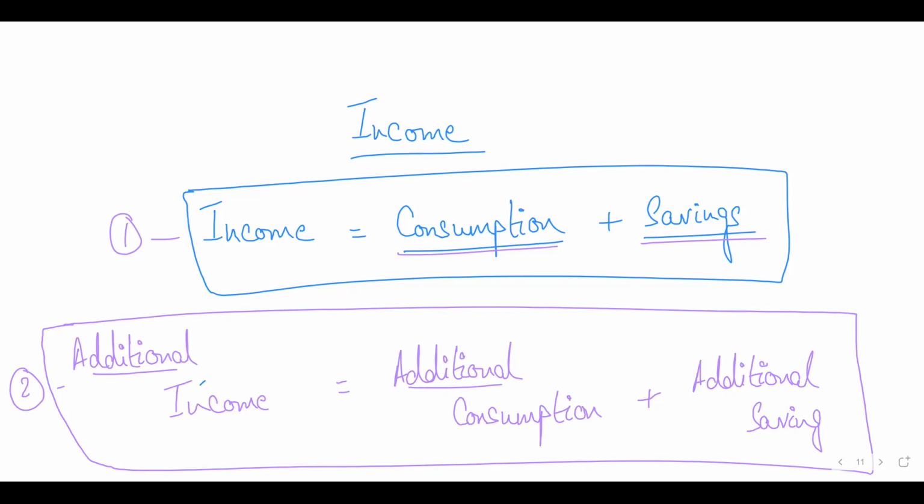Now, what do we call additional savings? This is something that you have to pay close attention to. It's called marginal propensity to save. These are some new words and new terms for you, so pay close attention. Marginal propensity to save is the term that we use for additional savings. We can also write this as MPS.